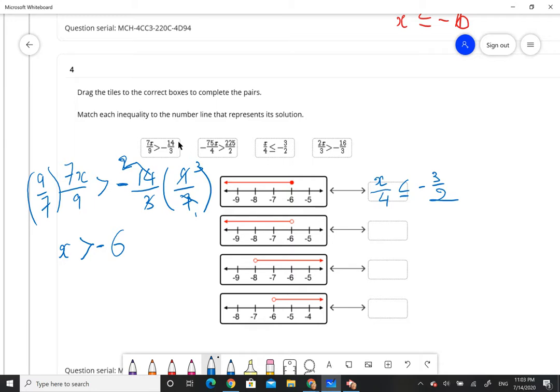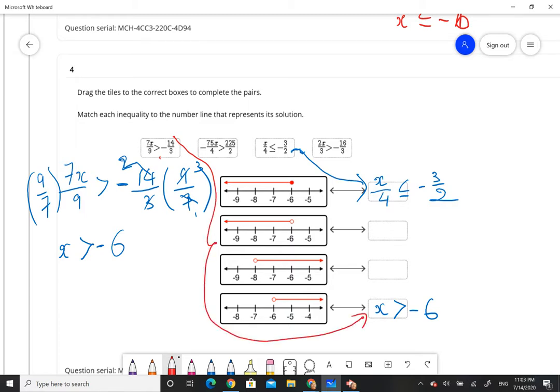So which one is the one? Greater than means moving to the right. So it should be this one, an open circle to the right. So x is greater than negative 6. Okay, so do the next one. No, this one is already used. This one is on here already, right? And this one goes in here, right? So now do this next one.